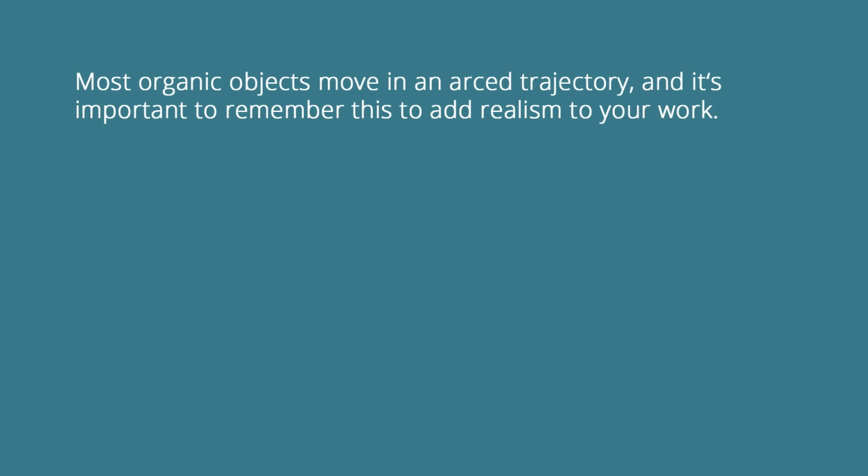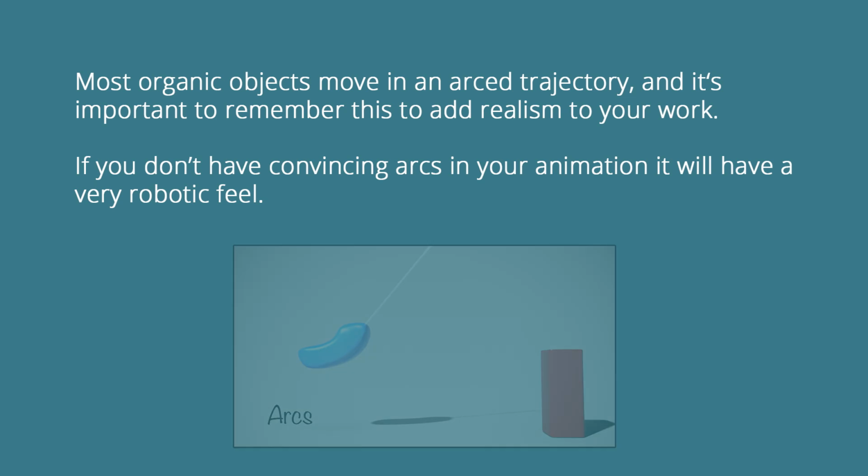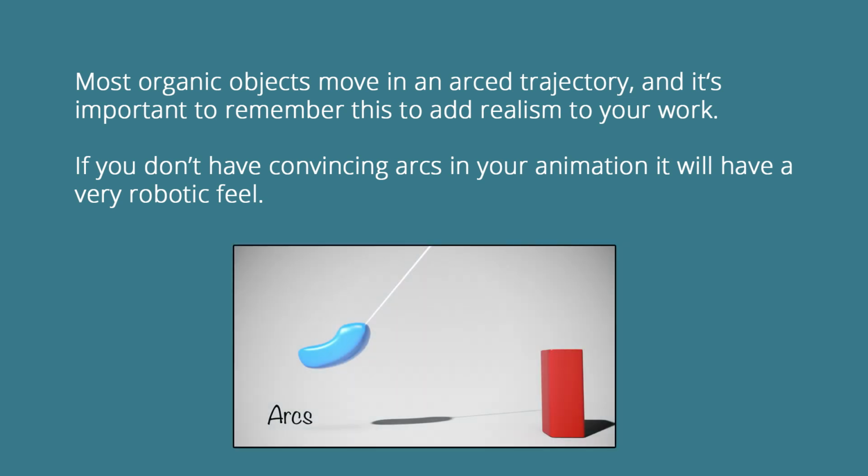Okay, so most organic objects move in an arced trajectory, and it's important to remember this to add realism to your work. If you don't have convincing arcs in your animation, it'll have a very robotic feel. When I did the teaser video for this class, I was trying to figure out a way to show arcs, so I had Squishy swinging on a rope, which is kind of lame and obvious because if a rope is tied off at one end, an arc is the only way that it can move.